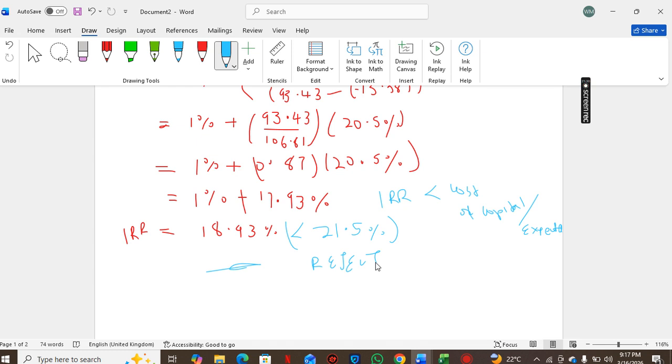If the internal rate of return is less than your cost of capital or your expected return, reject the project. In this case, DODA wanted a minimum return of 21.5, but this project is generating a return of 18.93. So you reject. If the internal rate of return is greater than your expected return or your cost of capital, then you accept. Is that okay?